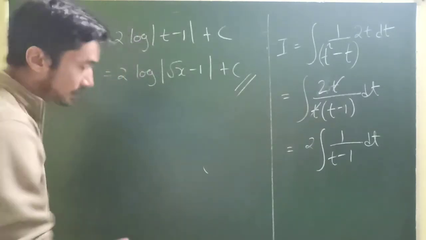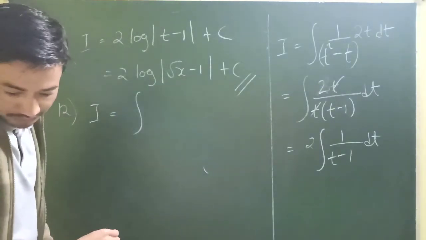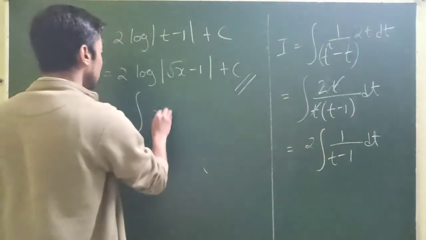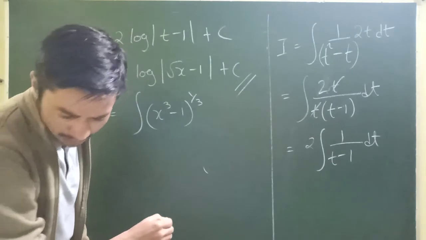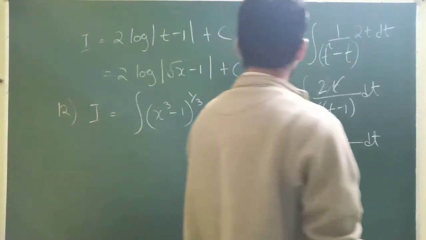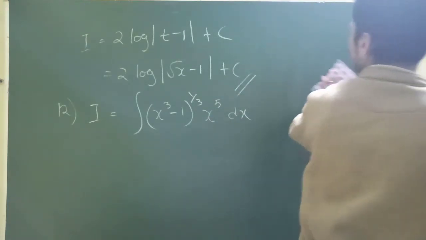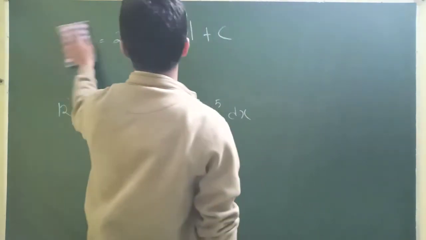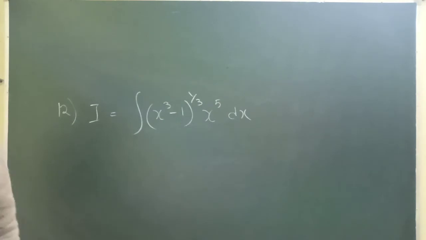Question number 12, quick. Integration of x cube minus 1 by 3, x power 5. Don't forget to put with respect to x. So here what can we substitute? Question number 12. I also don't know, man. What can we substitute?